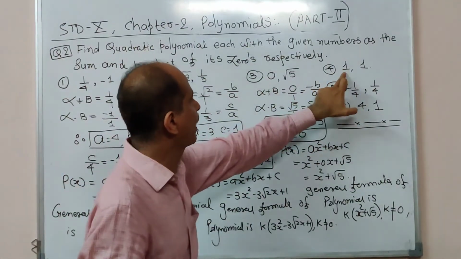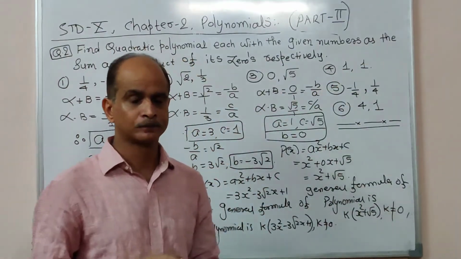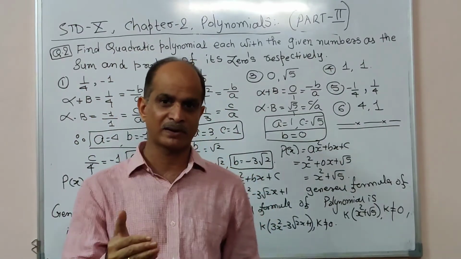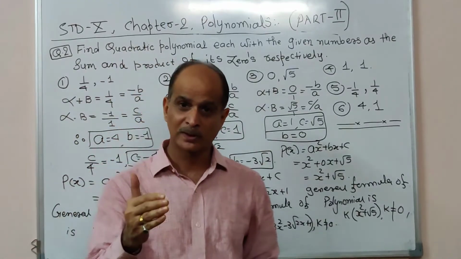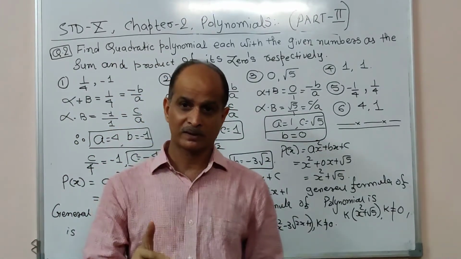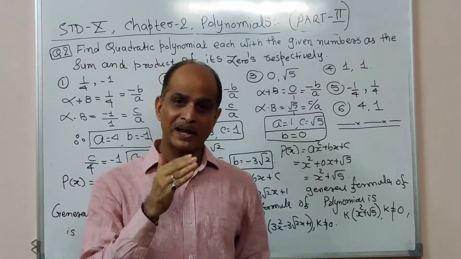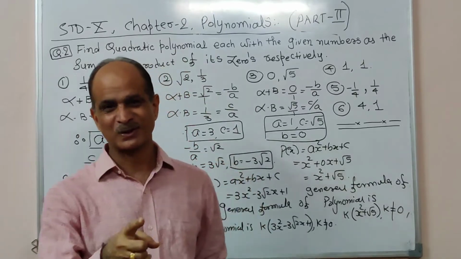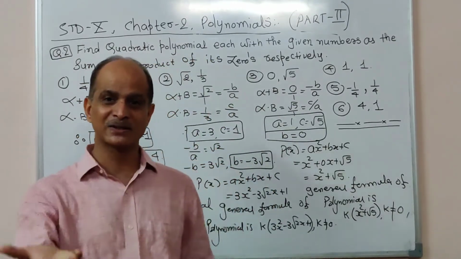You know, alpha plus beta is equal to 1 and alpha into beta is equal to 1. So alpha plus beta is equal to 1 means you can say 1 by 1 is equal to b by a. Alpha into beta is also 1, so it is equal to 1 by 1, so it is equal to c by a. So b by a is equal to 1, c by a is equal to 1, so a is equal to 1. Here a is also 1, b is also 1 and c is also 1.